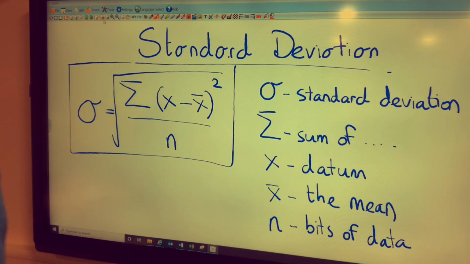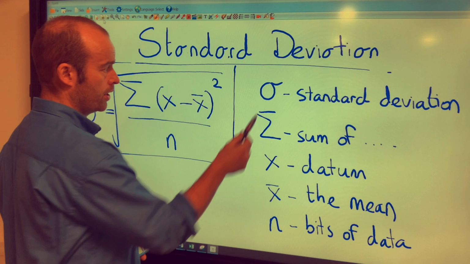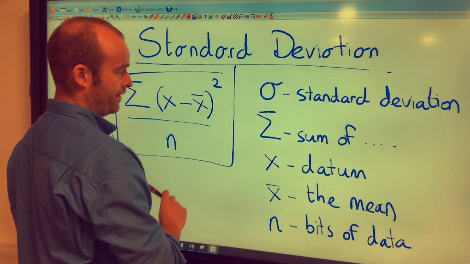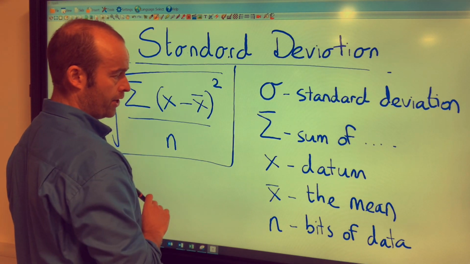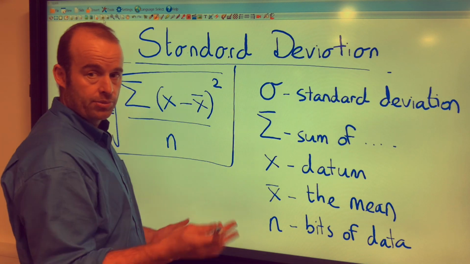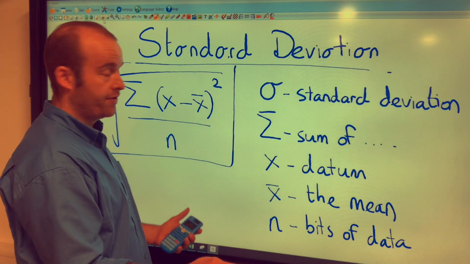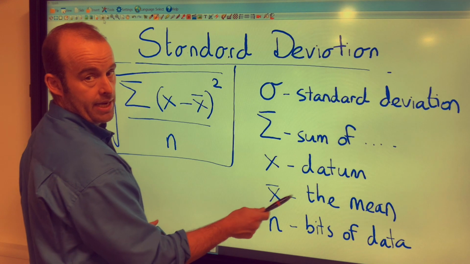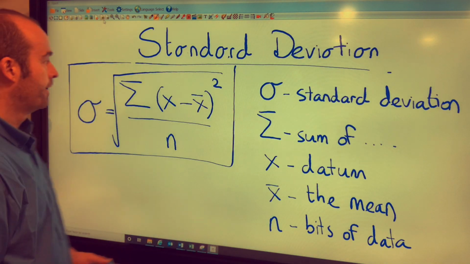So this is the formula. It looks very complicated, but it isn't really that hard. So first of all, symbols. Sigma here is standard deviation. Capital sigma is the sum of. X is your datum, so in our case it's one individual's age. X bar is the mean, N is the number of bits of data.